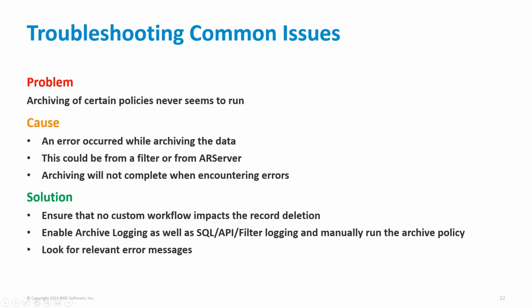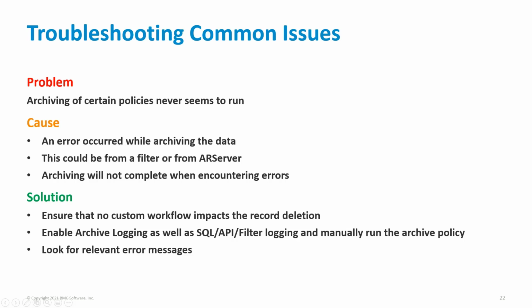So archiving is not going to complete correctly when it encounters errors. Even if part of it could have run, perhaps it got far enough along to push it to the archive form and it just couldn't delete it. If it encounters an error, that particular record probably isn't going to get saved in the archive form, and that entire policy might just exit. So it's important to start looking at error messages. Also ensure that you don't have workflow that is going to prevent this. For example, when I mentioned you might have workflow that fires on delete, well, make sure that you don't have any custom workflow that fires on delete that's going to impact this.